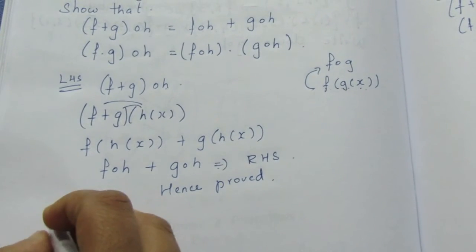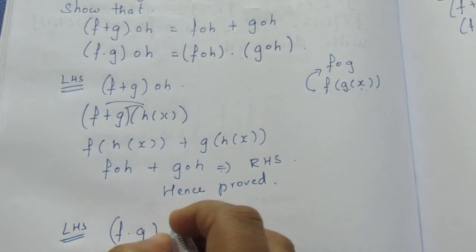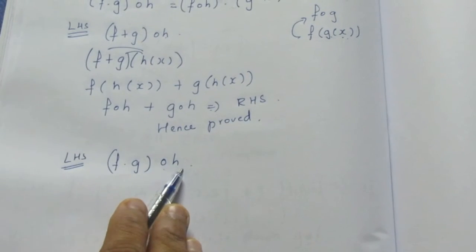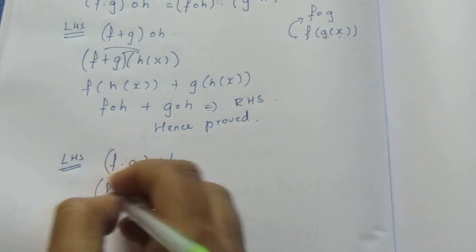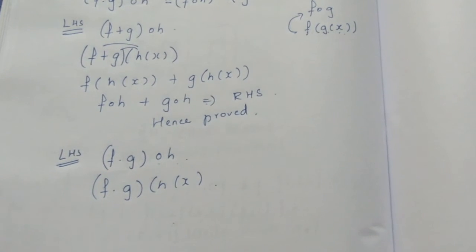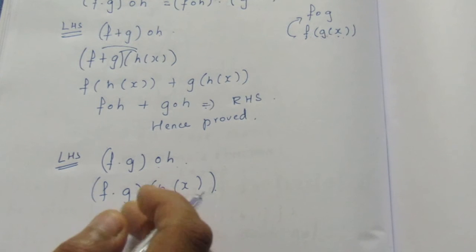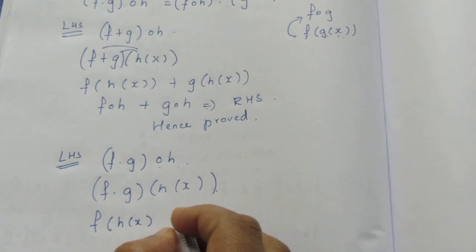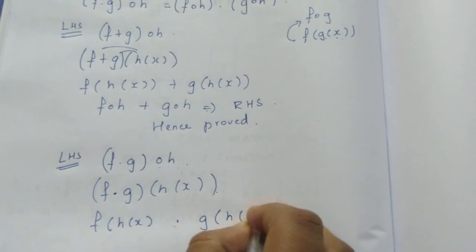The second one, here the LHS is given as f dot, or f multiplied by g, composite h. The same way, after the composite we can write h of x. So f dot g of h of x. Same way, for the multiply we can write it for both separately. So this can be written as f of h of x into, that is the dot over here, g of h of x.